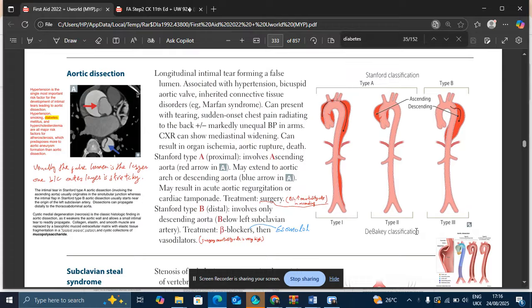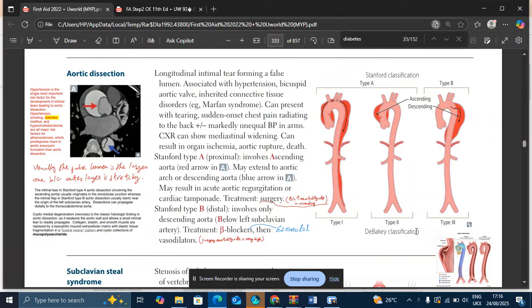What is aortic dissection? Aortic dissection is a longitudinal intimal tear forming a false lumen. Usually the big vessels in our body have three layers: intima, media and adventitia. So aortic dissection is a tear in the intima of the vessel that forms a false lumen. Okay, and then that blood propagates down along it.